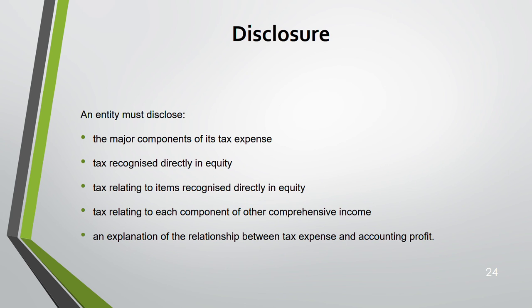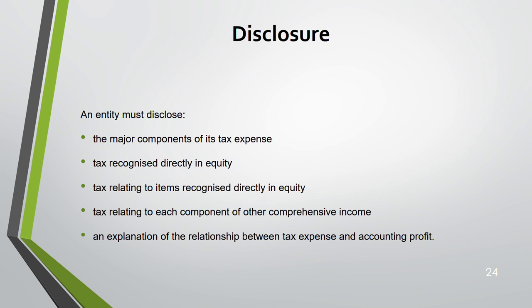And the last point, an explanation of the relationship between tax expense and accounting profit. Yes, when you're calculating deferred tax, it is on taxable profit. But you're given accounting profit. So you have to convert. How you have converted that accounting profit to taxable profit, you need to explain. That relationship needs to be explained. So that's it for this lecture. We are over with this lecture.